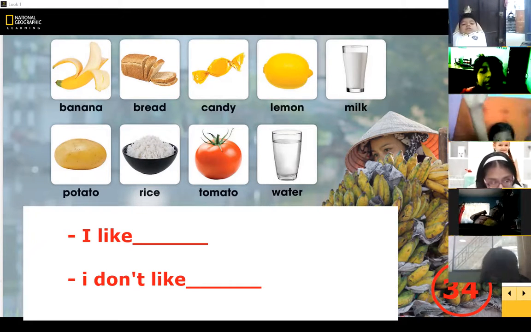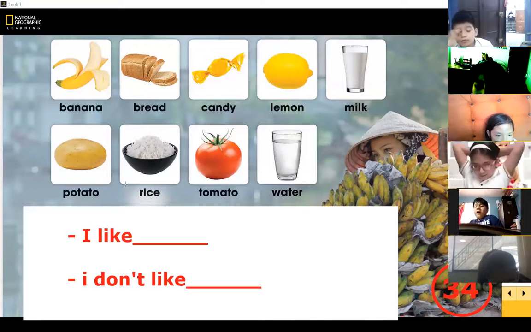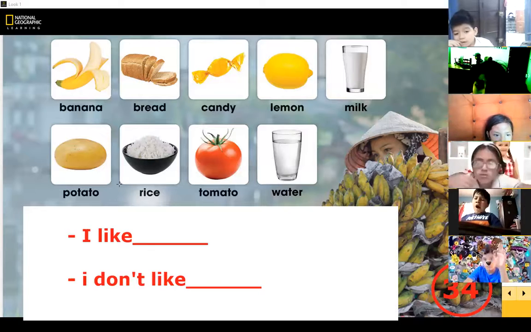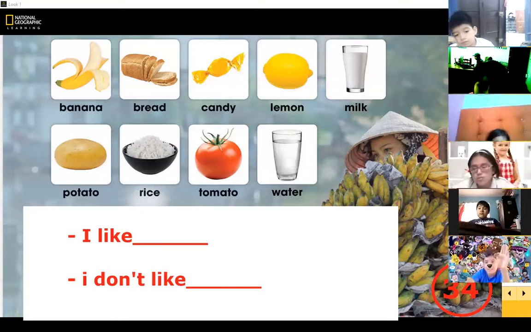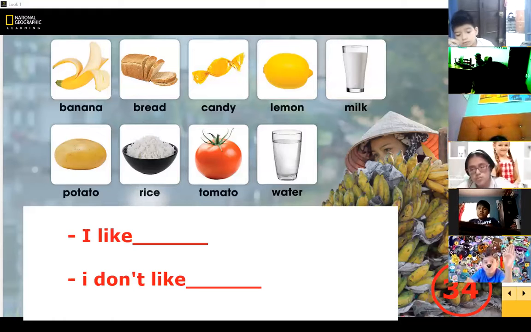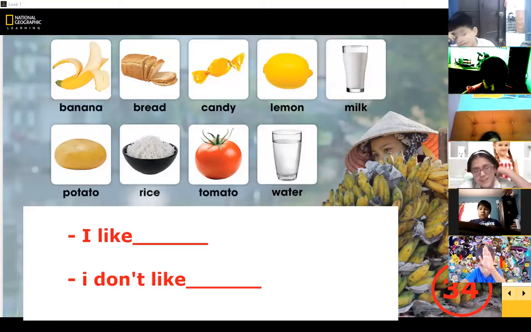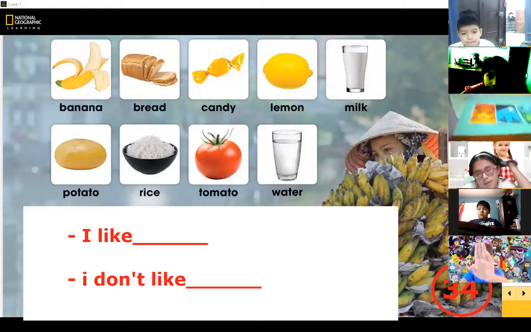Now, Inga, Fiorella, please tell me your example. I like candy. I don't like potato. Very good. Excellent, Fiorella. Thank you very much. Salome, tell me your example. Hello, teacher. Hello, Salome. Tell me, please, what is something that you like and something that you don't like?